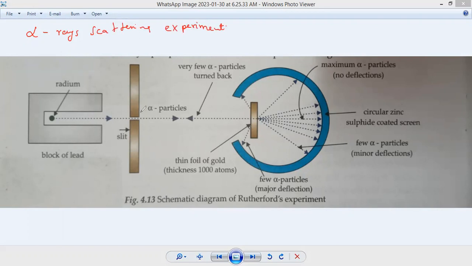Now, to know the internal structure of an atom or the arrangement of subatomic particles. What are the subatomic particles known by that time? Electrons and protons, yes or no? So, to know the internal structure of an atom or the arrangement of these subatomic particles, Rutherford bombarded a thin gold foil with alpha particles.